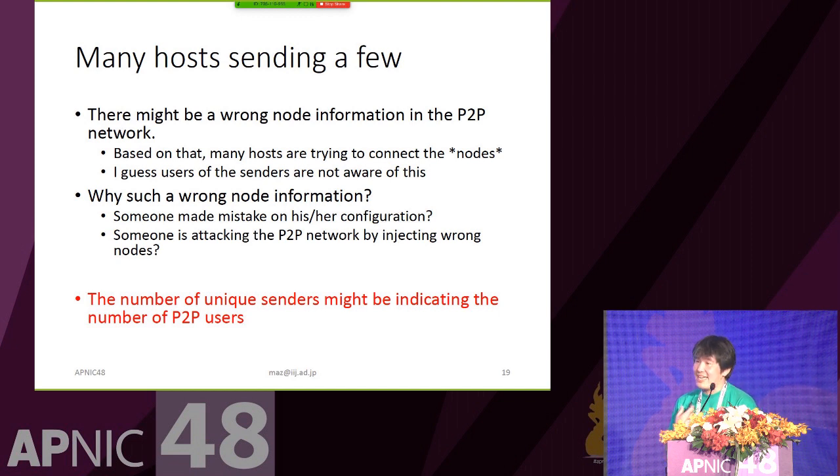Probably someone made a mistake in the IP setting or configuration in the host, or someone tried to attack the peer-to-peer network by injecting wrong node information. So sometimes such a monitoring system publishes information like unique node numbers, right? But this number might be indicating the number of peer-to-peer users.